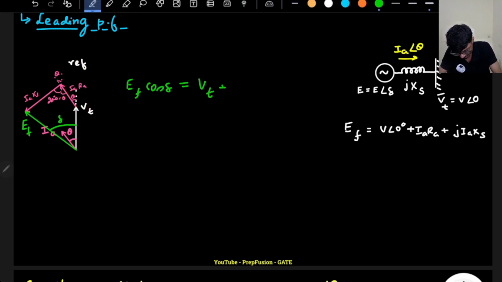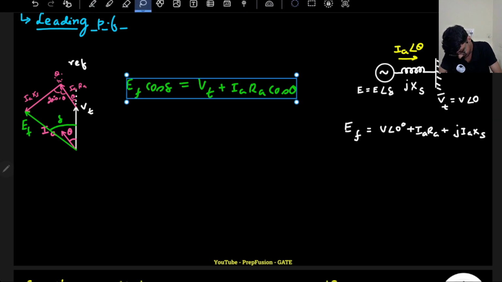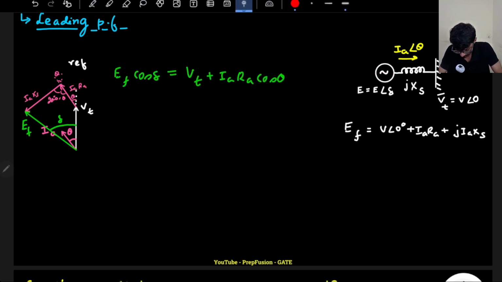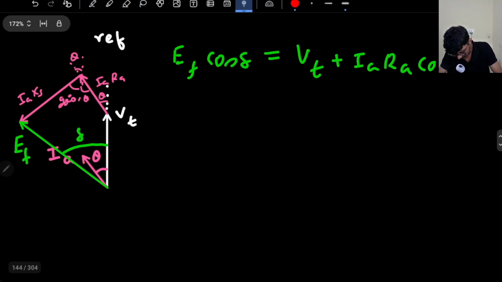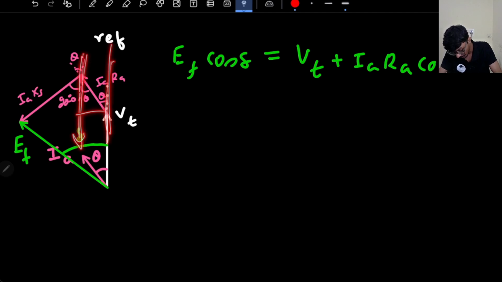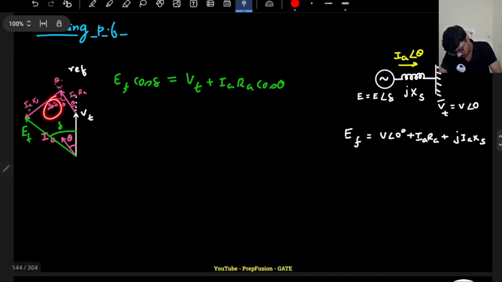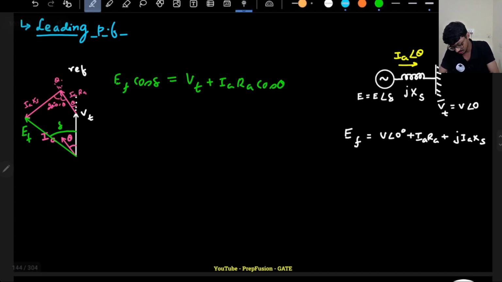So VT plus IRA cos theta. Now what about this one? If I take the projection along this axis, it is just parallel to this, so it is along the reference, but in opposite direction. So it will be IAXA cos of 90 minus theta, that is sin theta, but in opposite. That's why I have to add a negative sign, minus IAXA sin theta.